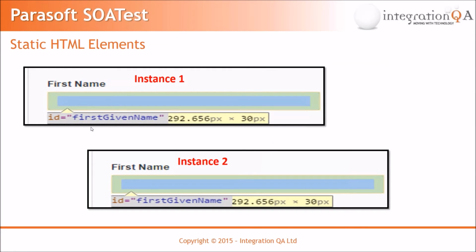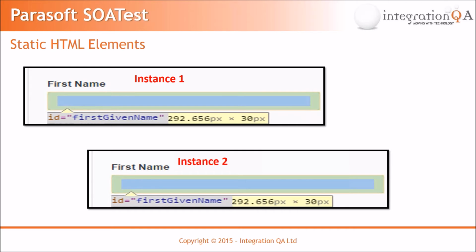The next thing that we're going to demonstrate is how the tool handles dynamic and static HTML elements. The difference between those two things is that every time you load a page, any element on that page, for example a field or a button, has an ID attached to it. And quite often those IDs remain the same if you reload the page.